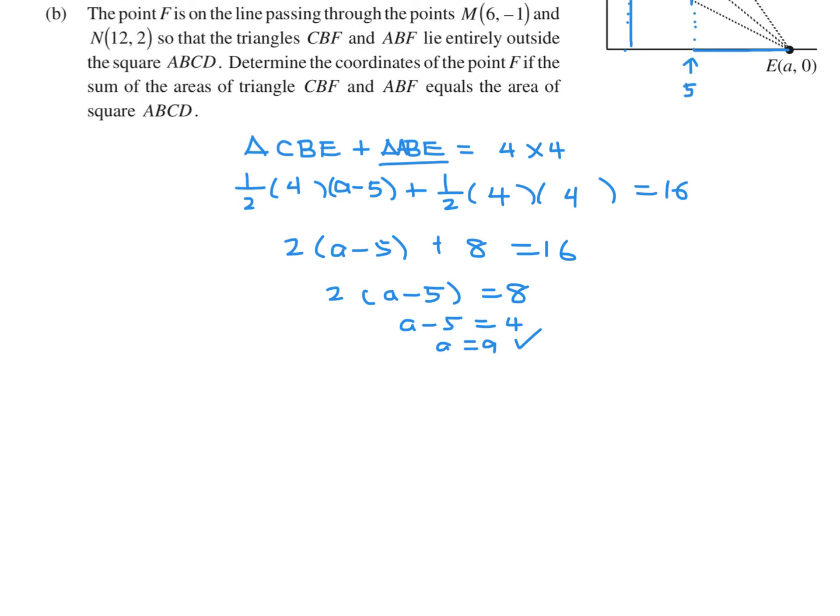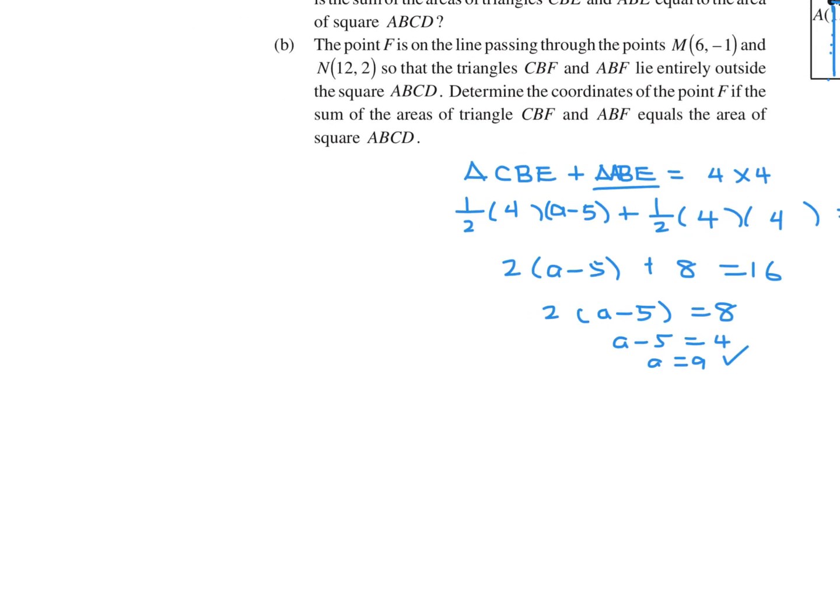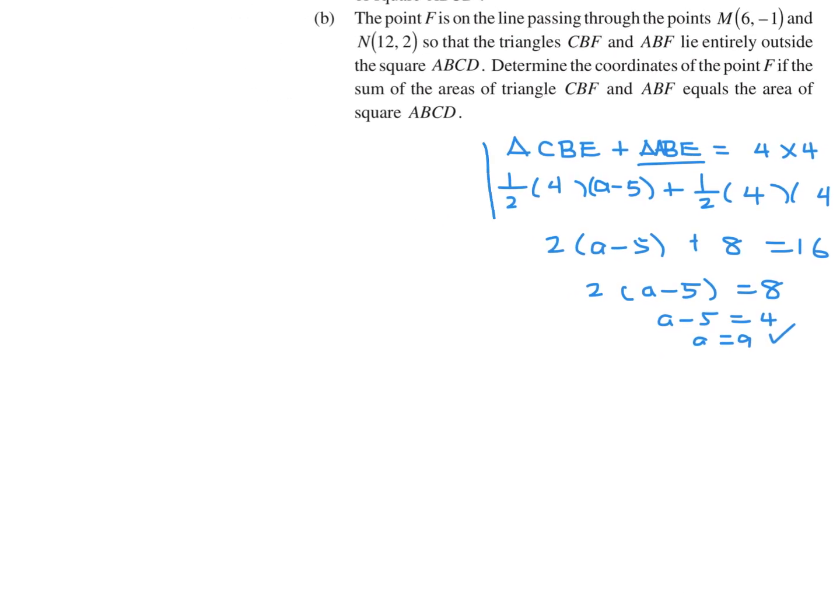Now we've got part B. Part B says that the point F is on the line that passes through M(6, -1) and N(12, 2), so that the triangles CBF and ABF lie entirely outside the square. Determine the coordinates of F if the sum of the areas of CBF and ABF equal the area of the square. Okay, so same kind of story, but this time it's just slightly different in terms of what they're doing.